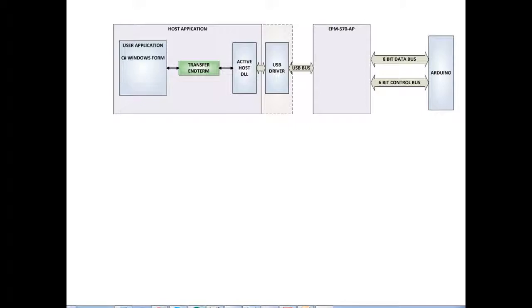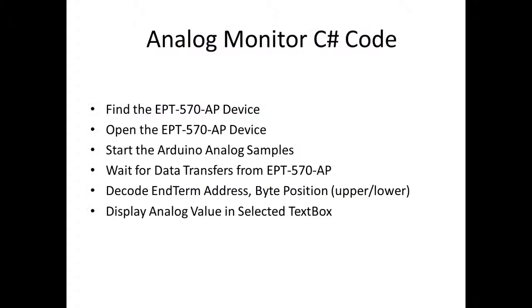the Windows form. So the analog monitor project will perform the following functions: find the EPT570AP device, open the EPT570AP device, start the Arduino data collection process, wait for the data from the EPT570AP, decode byte position, upper or lower, then display the data in a text box.